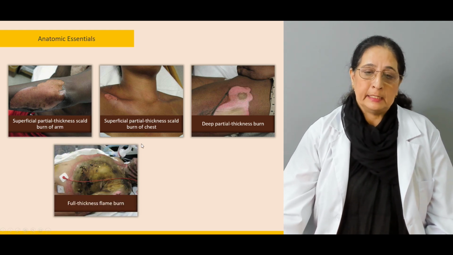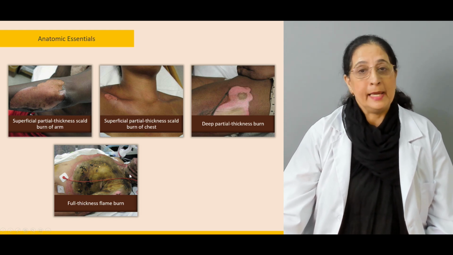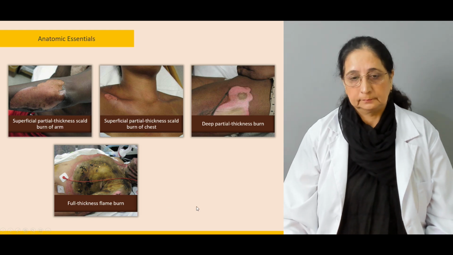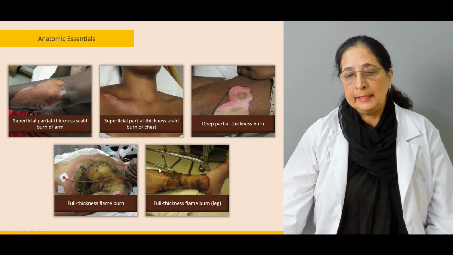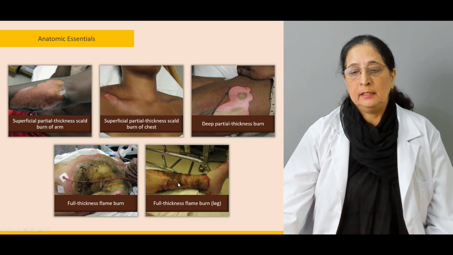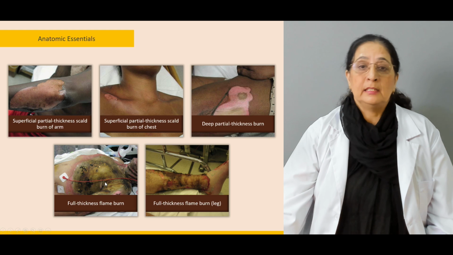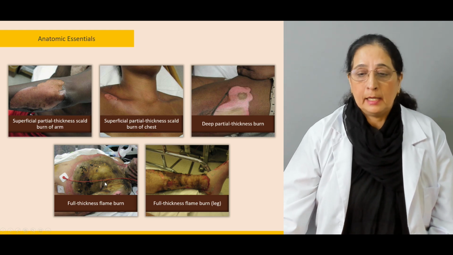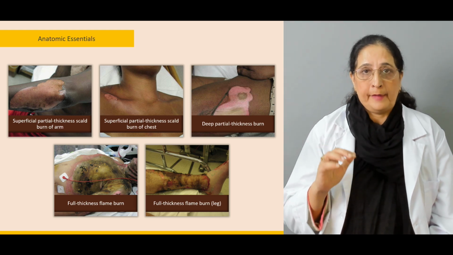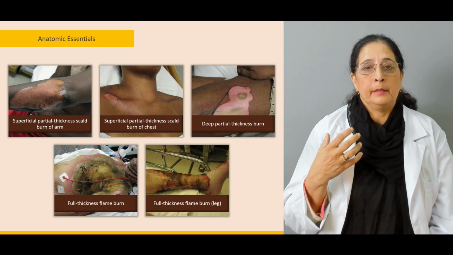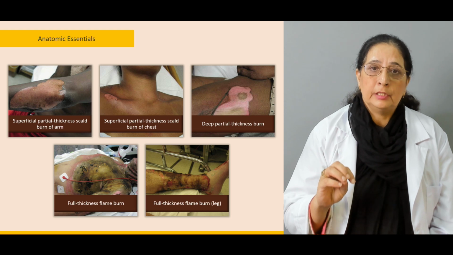Then full thickness flame burn. That's the picture showing full thickness flame burn. And full thickness flame burn of the leg. Here you can see there is brownish discoloration as scar formation, and these features occur in the full thickness burn when all the layers of the skin are affected. And sometimes the burn can affect the underlying muscle and reach the bone also.